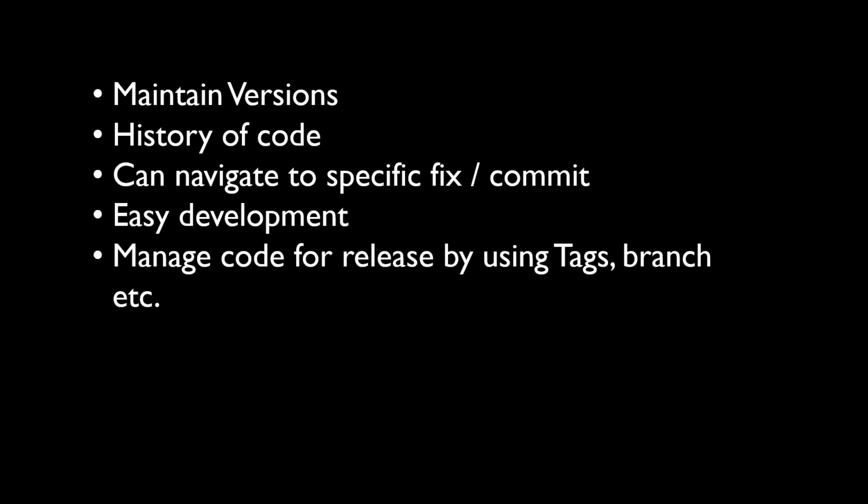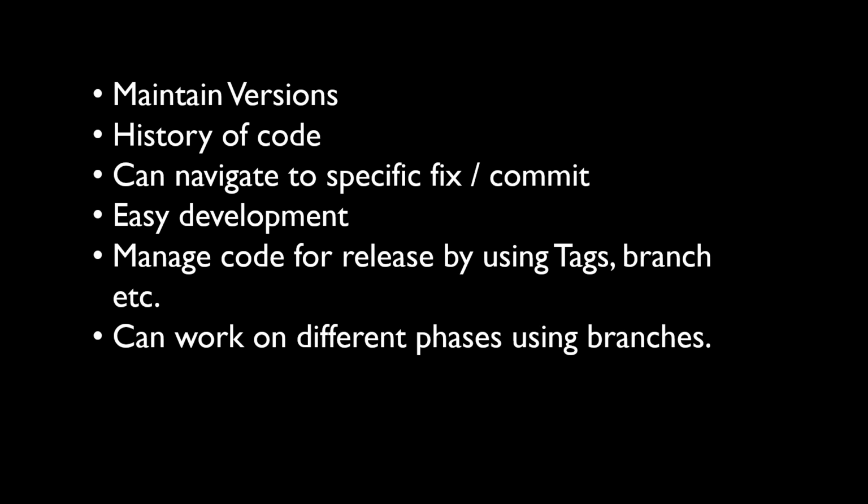Manage code for release. This manages code for release by using tags, branches, etc. As I told in one of my previous examples, if you are working on an incremental build where you have to deploy something at a regular interval, you can find out or maintain all these things by using version control, that this is the code that was deployed on a server on this particular date.